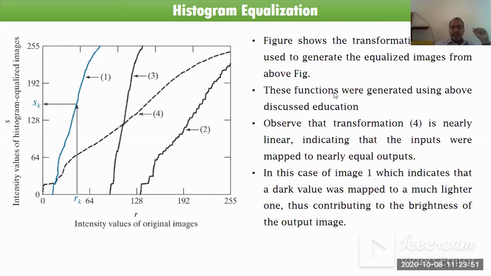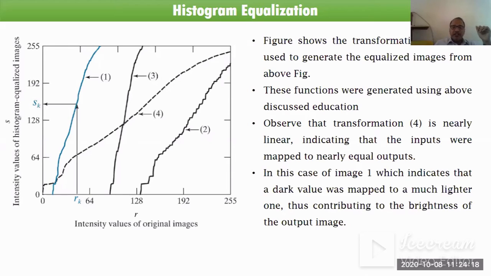Now see, this function will be generated using the above technique. म्हणजे आपण जो टेक्निक आता बघितलं मागच्या ह्याच्यात बघितलंय की त्या टेक्निक नुसार हे ग्राफ तयार झालाय. Observe that this fourth transformation, see this fourth transformation is nearly like a linear transformation. जे चौथं ट्रान्सफॉर्मेशन आहे ते कसं आहे जवळजवळ की लिनियर आहे. लिनियर म्हणजे असे एक प्रकारचे स्ट्रेट लाईन अशी आहे.